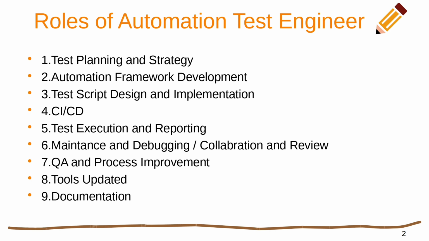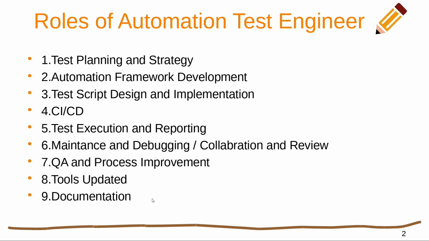So these are the stages, or roles and responsibilities we can say. Very first is test planning and strategy. Then we need to design automation framework, then test script design and implementation, then continuous integration, continuous delivery, then execution and reporting, then maintenance and debugging, then collaboration and review, then quality assurance and process improvement, tool and technology evolution, and documentation.